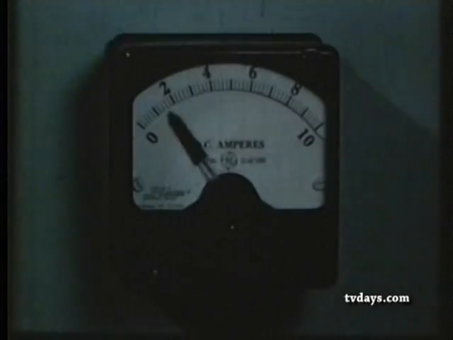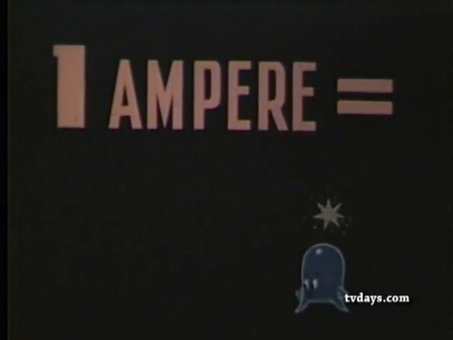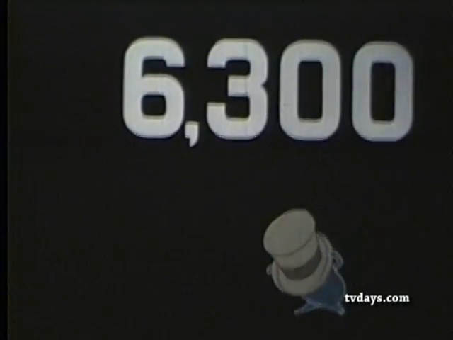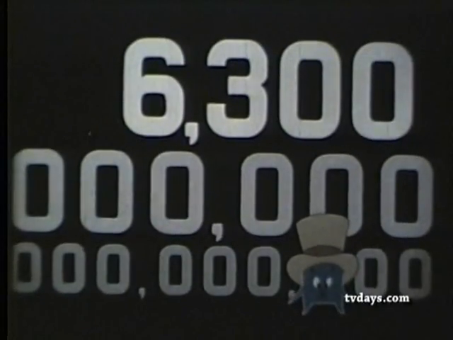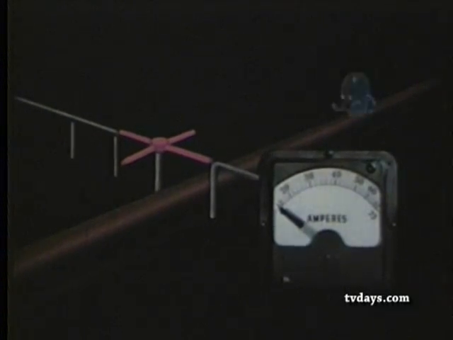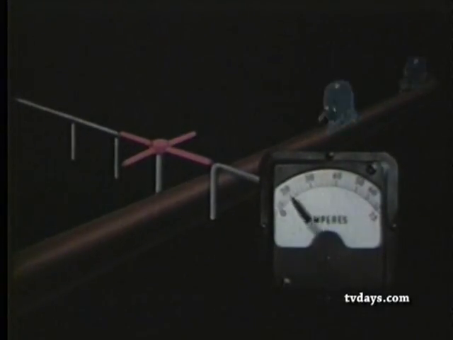The unit of electric current is the ampere. 1 ampere represents, now hold on to your hat, 6,300,000,000,000,000,000 electrons passing any given point in 1 second. Current or amperage, then, is the number of electrons that pass a given point in a given time.